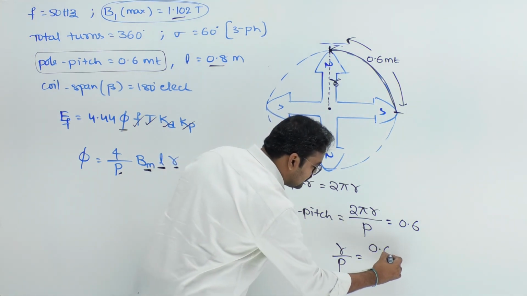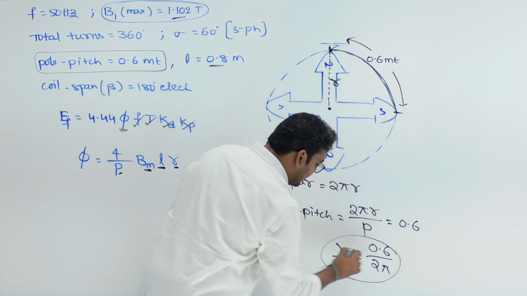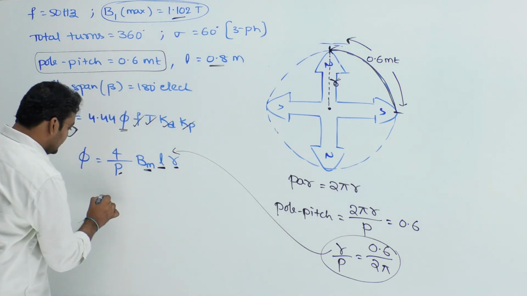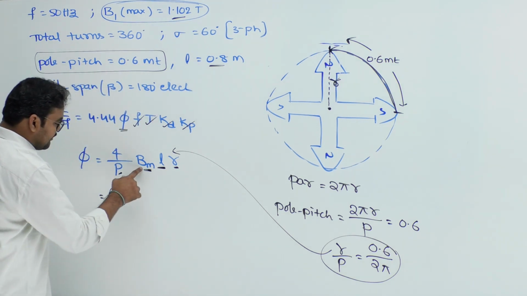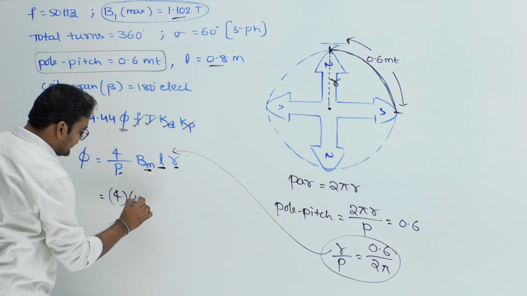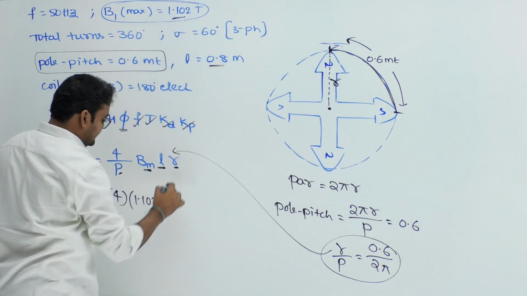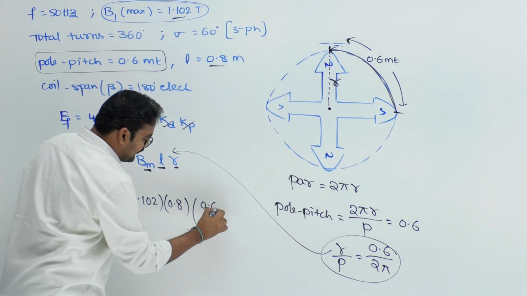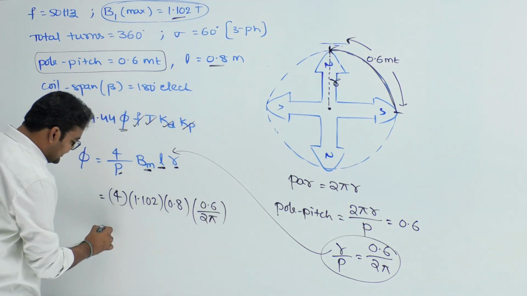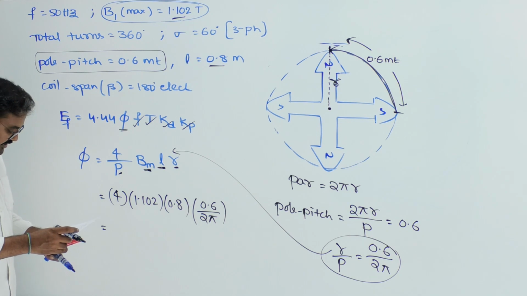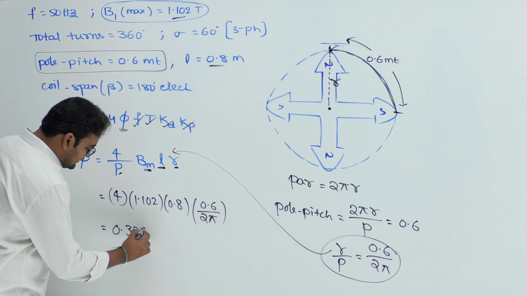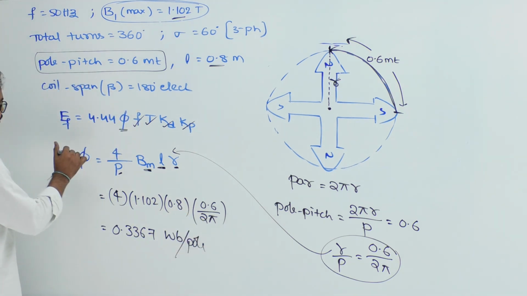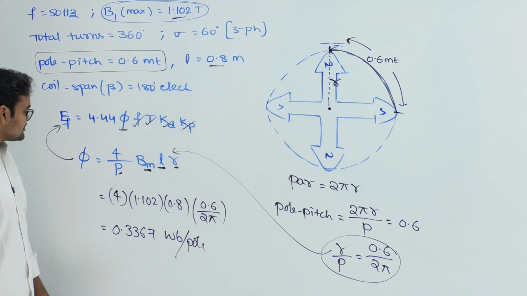Can you separate r by p from this? Yes, r by p is equal to 0.6 by 2 pi. Now directly substitute that r by p here. So it is 4 here, maximum flux density 1.102, axial length 0.8 meters. Now r by p, directly I can substitute 0.6 by 2 pi. This will give you the flux per pole value. Let me tell you, this becomes 0.3367 Weber per pole.